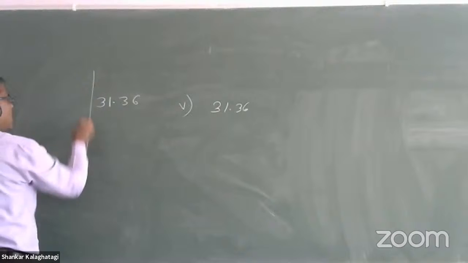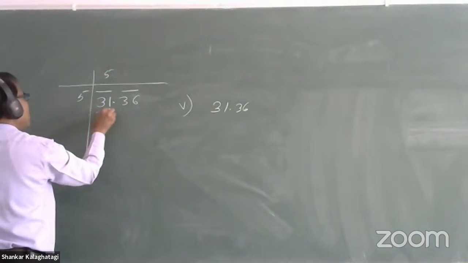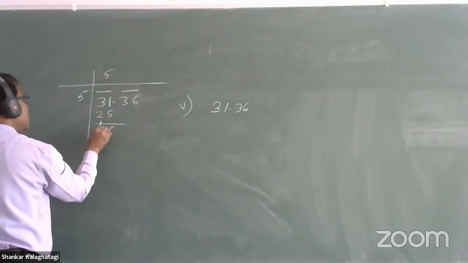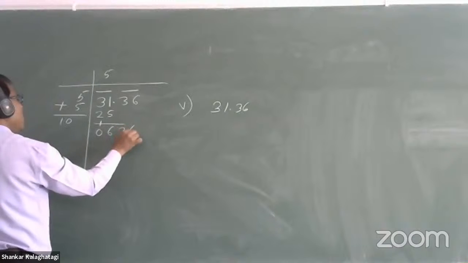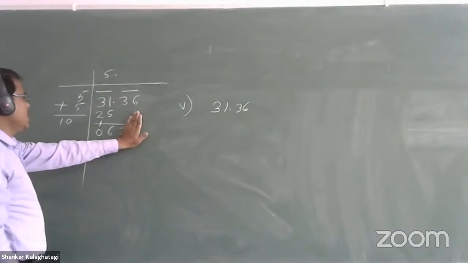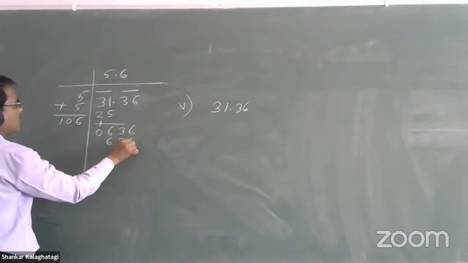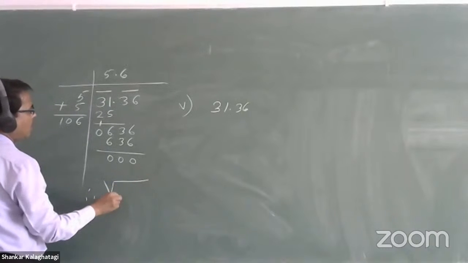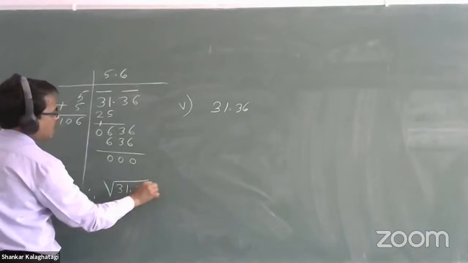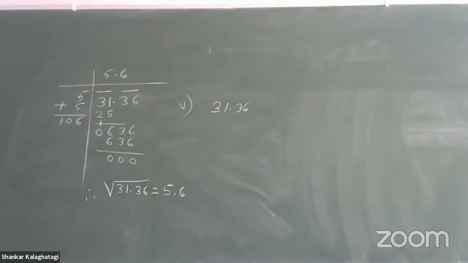31.36. First step is make groups. 5 5s are 25. What is remaining? 31 minus 25 is 6. 5 plus 5 is 10. Take decimal part. Put point here. See, 10 and 60, 100, 636, 36. 5.6. Therefore, square root of 31.36 is equal to 5.6. Do you all understand this? Yes, sir. Okay. Easy method, sir, this. Easy method, no?